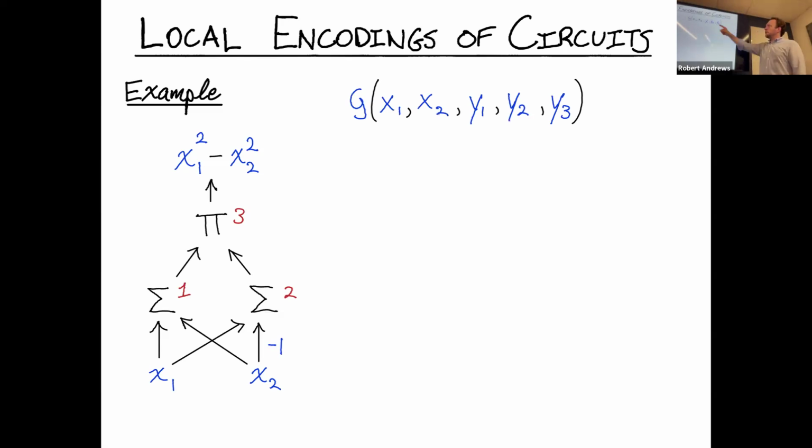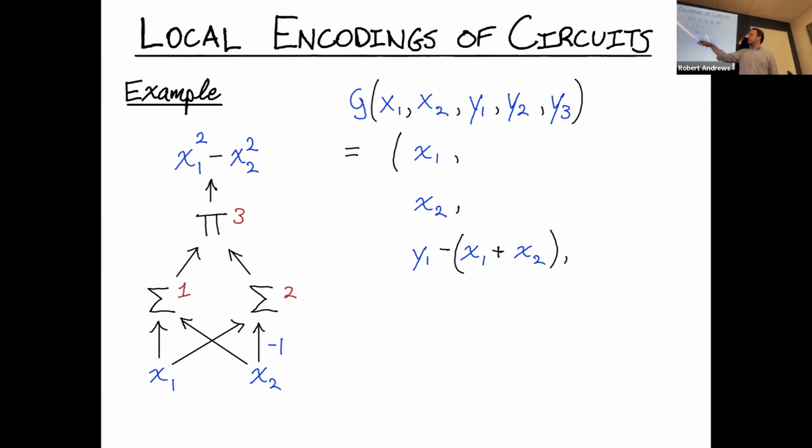The generator will take 5 inputs. You have 2 inputs, which correspond to the inputs of the circuit, and 3 inputs, which correspond to the gates of the circuit. I'll produce 6 outputs. The first 2 outputs are just x1 and x2. Now I want to encode some kind of statement that says the circuit is computing correctly. Here's how I'm going to do that. I'm going to write down as the third output y1 minus the sum x1 plus x2.